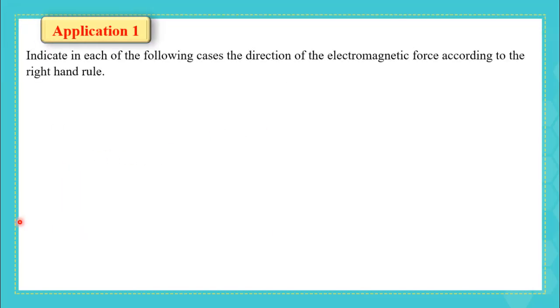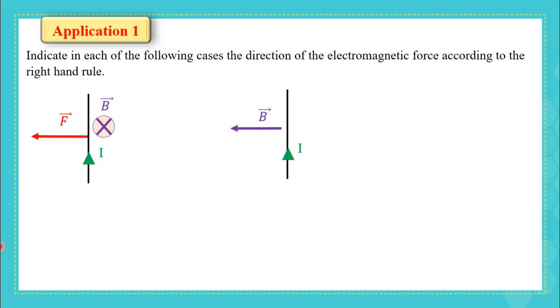Application 1. Indicate in each of the following cases the direction of the electromagnetic force according to the right-hand rule. Pause the video after each figure and guess the direction. In the first figure, I is upward, B is inward, then F is to the left. The second one, I is upward, B to the left, then F is outward.